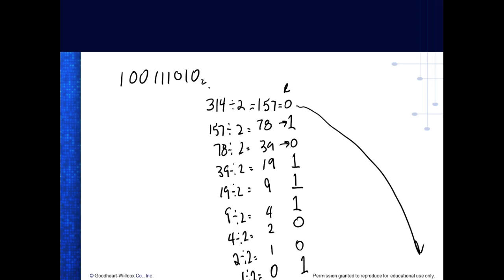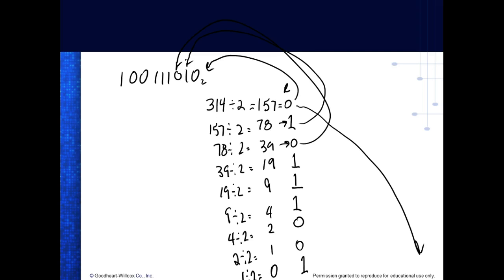What do you mean skip the first 0? 314 divided by 2. Yeah, that's the 0 here. So here's that 0 right there. Here's this 0, here's that 1 right there. There's that 0 right there. You let it fall to the right. Yeah, you let it fall to the right. Well, I had to know.